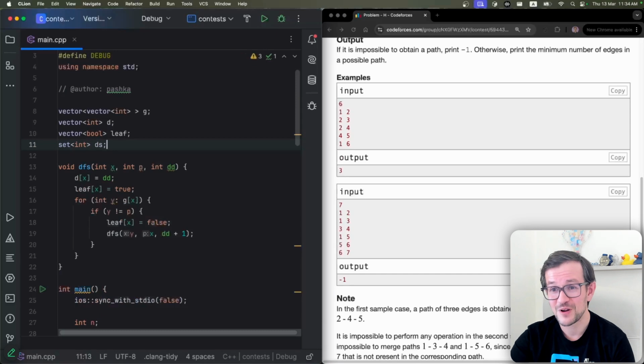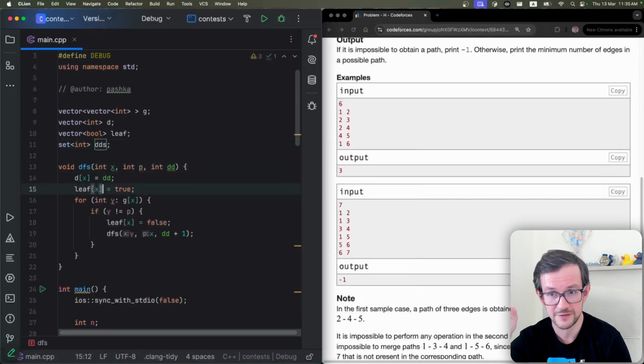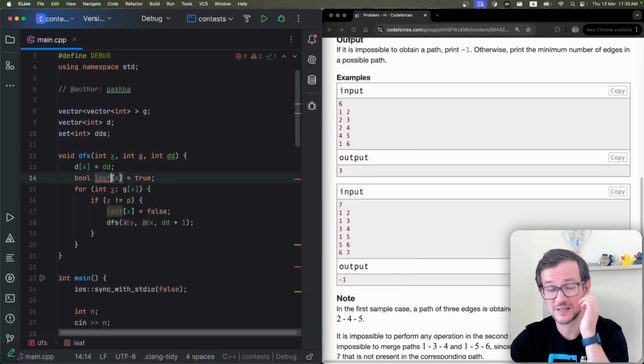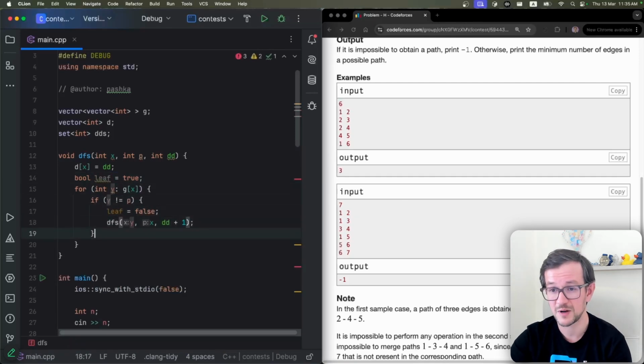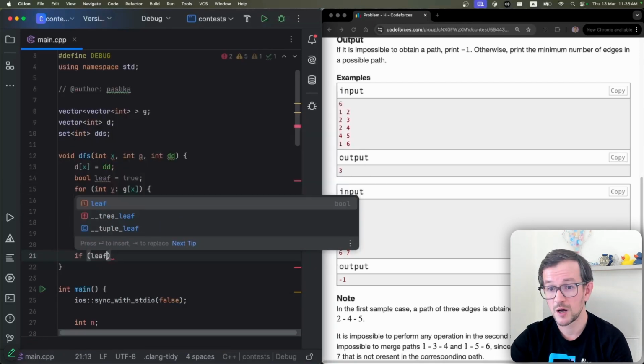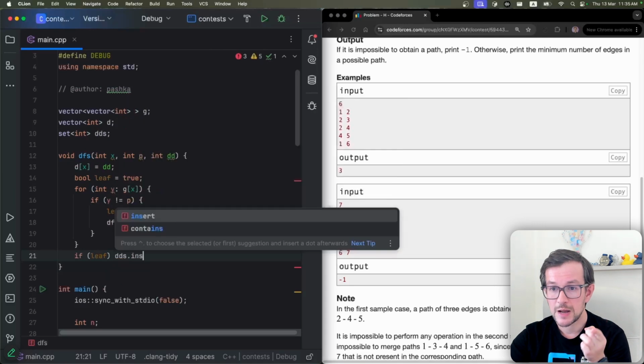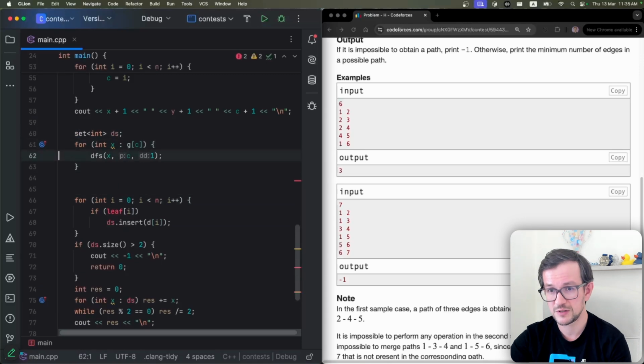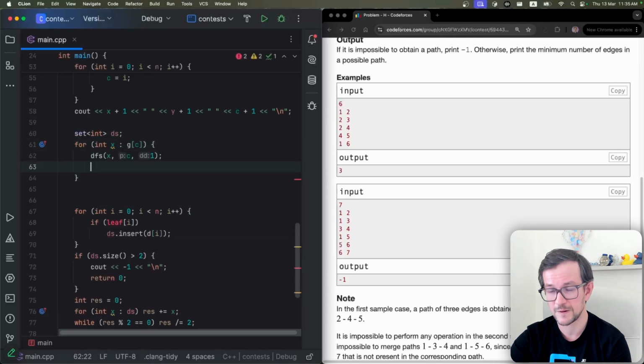Okay. I will rewrite this program once again. So I will do it like this. I will maintain set of all distances to all leaves. Since I already use DS, this will be called DDS by perfect naming conventions. So here, I said I don't need this array leaf. Okay, so I don't need this.